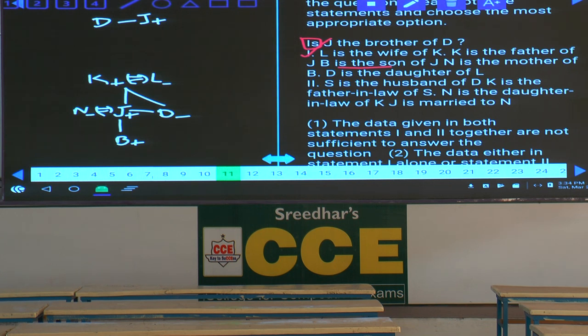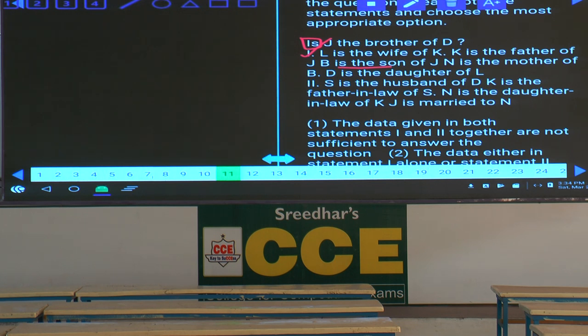Then condition number 2. S is the husband of D, so S and D are a married couple, D is a female, and K is the father-in-law of S. That means S's spouse's father is K, so D's father is K. N is the daughter-in-law of K.